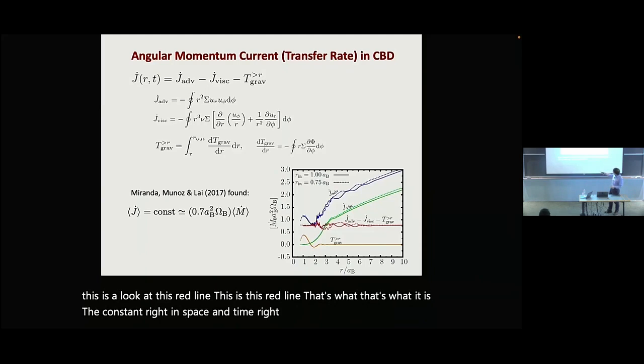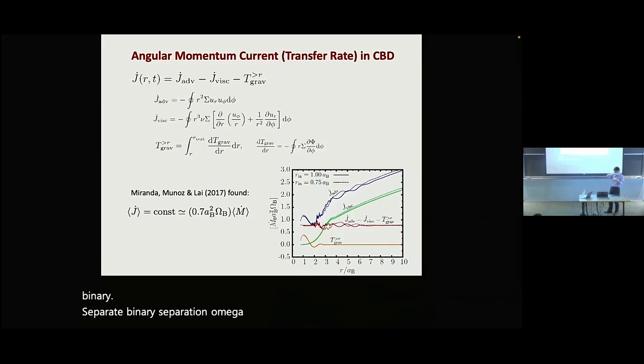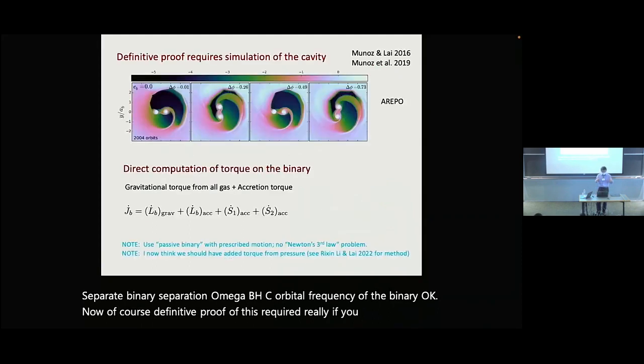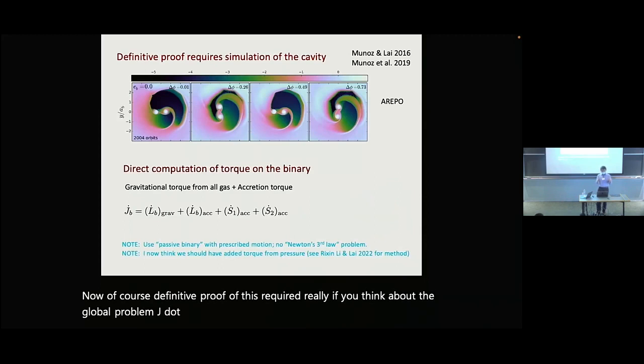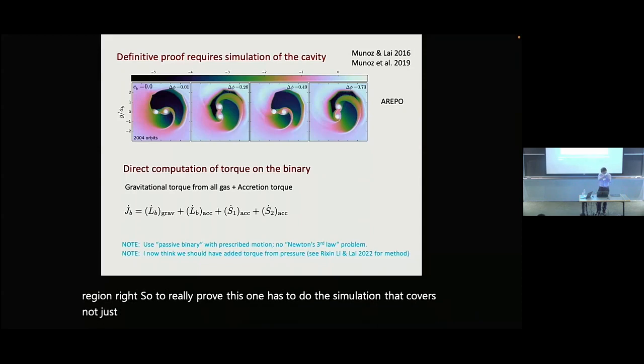And that value, the global J dot, is proportional to M dot times this value 0.7 a squared Omega_b. a_b is the binary separation. Omega_b is the orbital frequency of the binary. Okay. Now, of course, definitive proof requires, if you think about the global problem, J dot. The J dot really is determined by what's happening in the inner region, how this interacts with the physics of the inner region, right? So to really prove this, one has to do a simulation that covers not just cutting out the cavity, but simulates the whole thing, right?